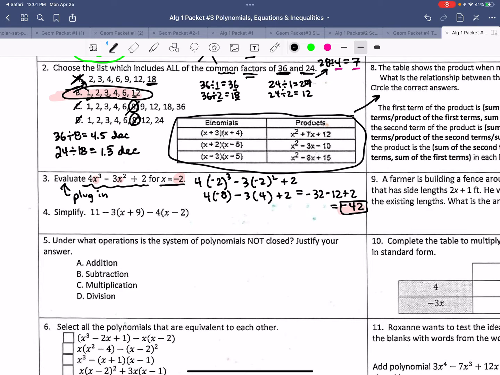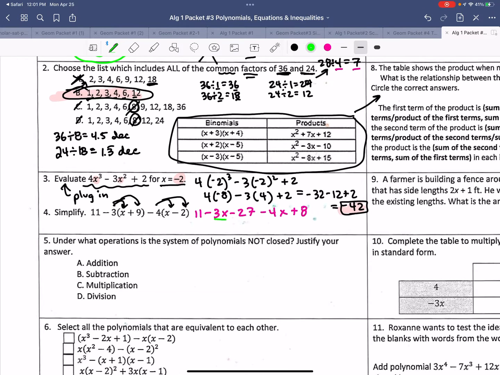Okay, now it says simplify these. So write it in its simplest way possible. So let's distribute or get rid of these parentheses. So we'll have 11 take away 3x minus 27 minus 4x plus 8.